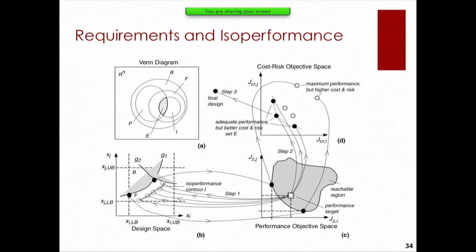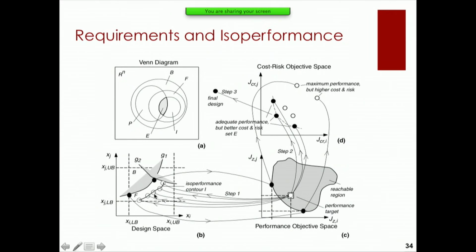And so this is one of the readings. Very quickly, we have our design space, we have our objective space, and then we have this cost-risk objective space. And so the idea is that in the performance space, you have the shall statements. You shall perform at that level. And that's this point here. That's your performance target. And if it's in this gray area, it's actually feasible. And it usually means there's more than one way to do it.